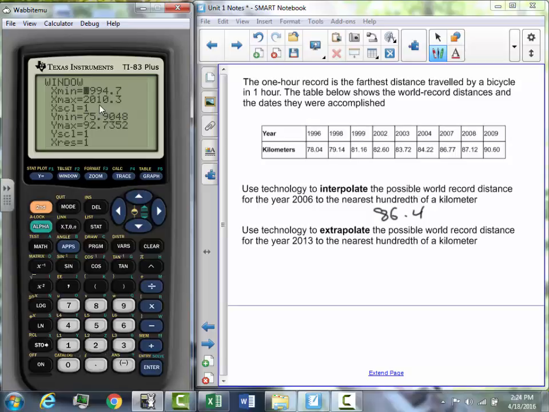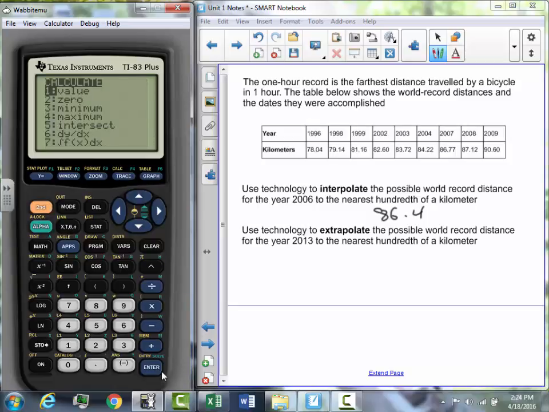Extrapolate is where you try to look for something in the future. If someone asks you to extrapolate, it means build on what we know and move forward. Is the year 2013 in my current window size? No, my window size currently goes only up to 2010. So to extrapolate, I'm first going to have to change my window size to go to at least 2013. Regraph the thing.